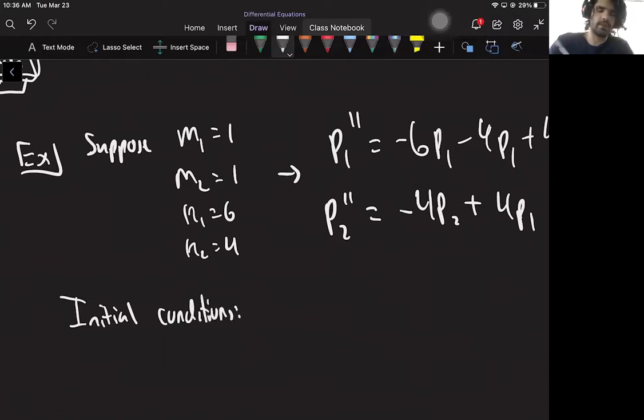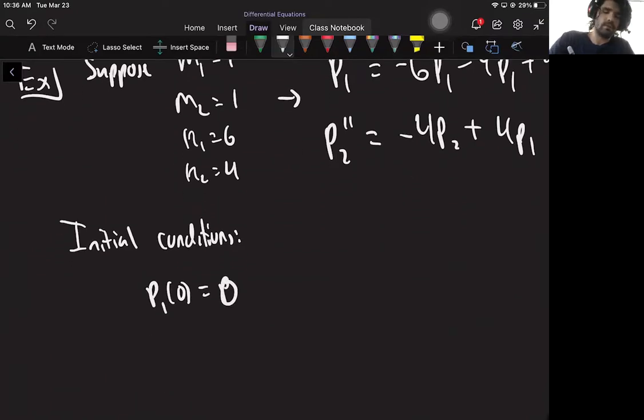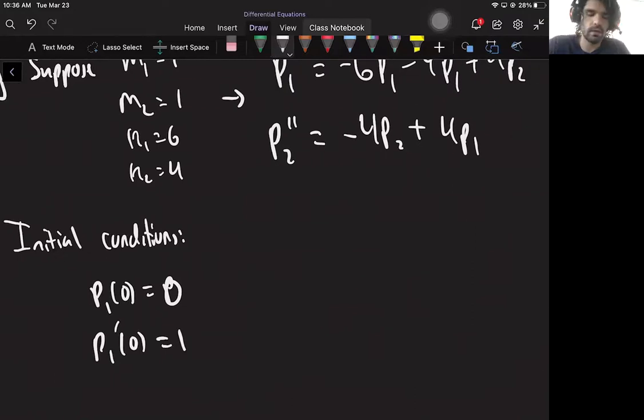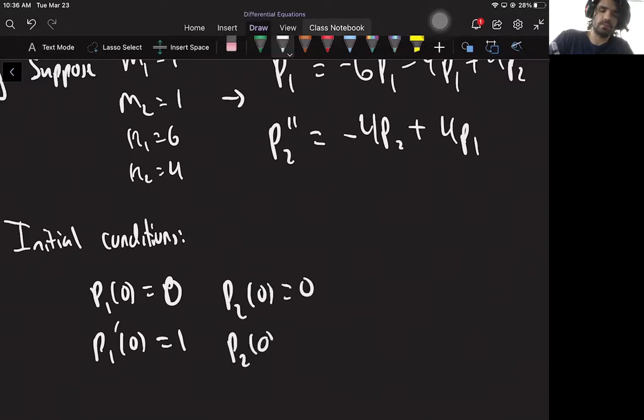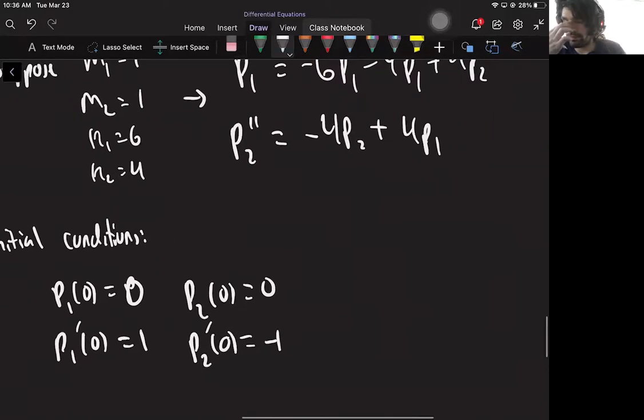So let's just say that the first mass started at equilibrium. The derivative, the velocity of the first mass, will be 1, so it's going up 1 meter per second to start. The second mass will also be at equilibrium, and its initial velocity will be in the opposite direction, down or up 1.